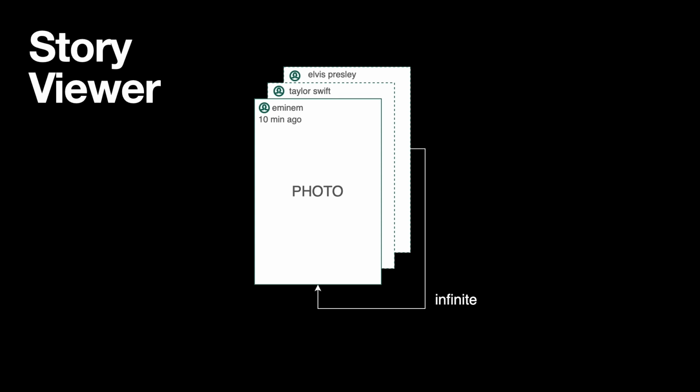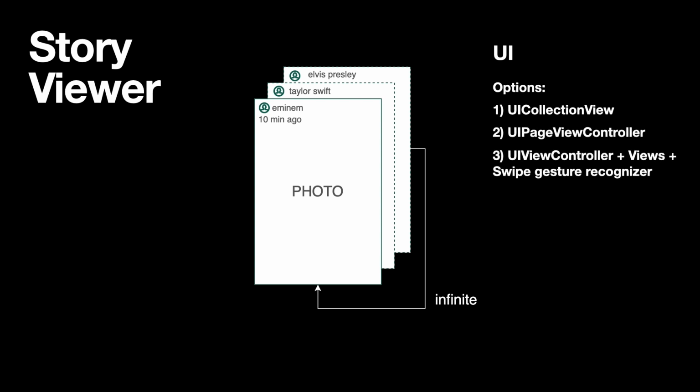Now, let's move on to the user interface. It's a pretty interesting topic after all. We need to implement a full-screen photo viewer that auto-advances every 10 seconds or when swiped. And here's the catch. We need to be able to return to the first image after reaching the last one with a normal swipe. So, what options do we have? Well, there is a UICollectionView, UIPageViewController, and a regular UIViewController with multiple UIImageViews and a swipe gesture recognizer. In other words, manual implementation.